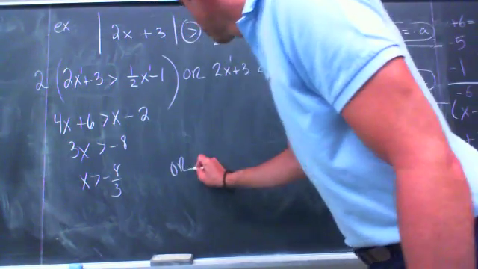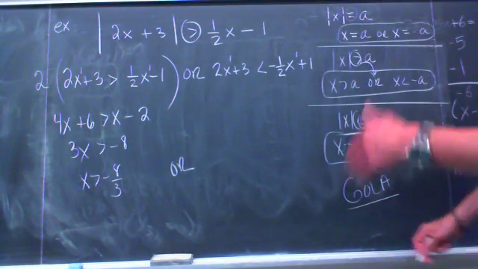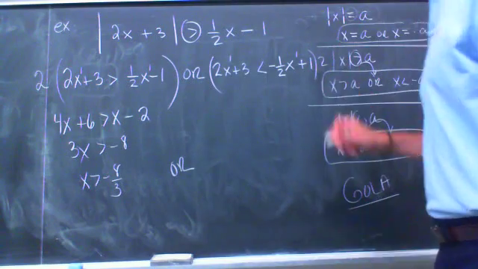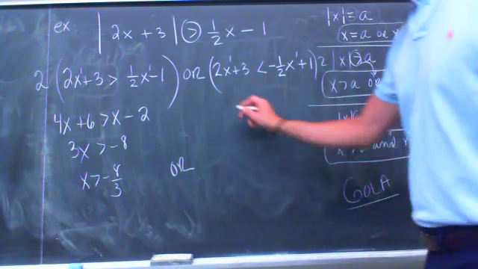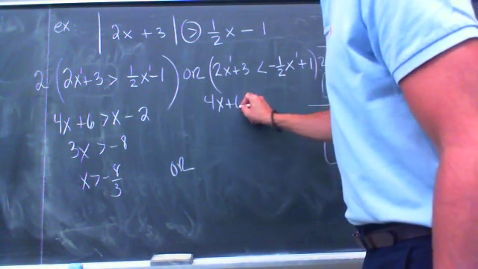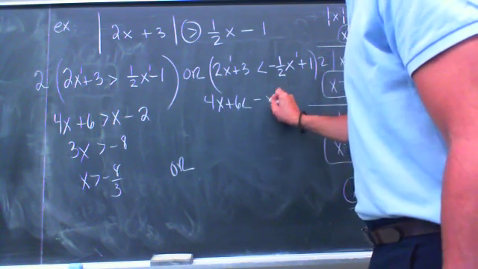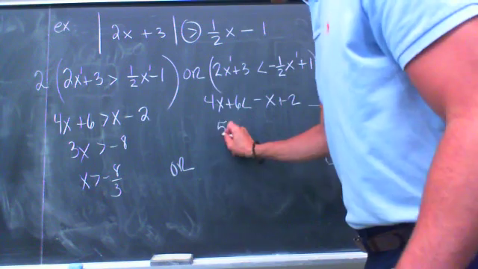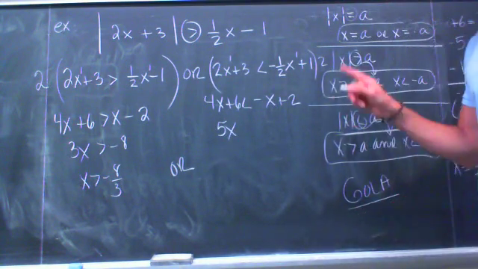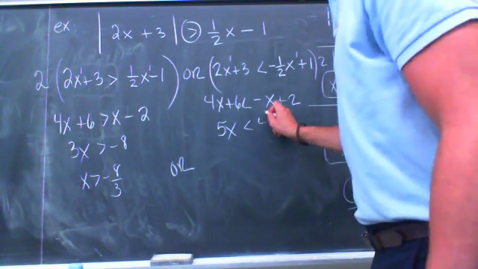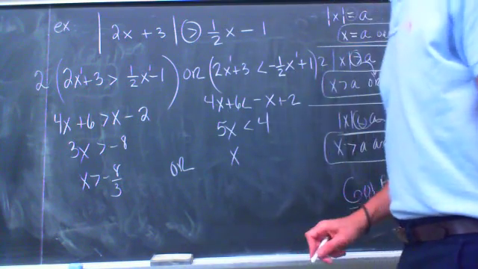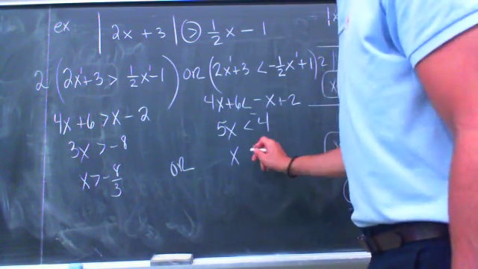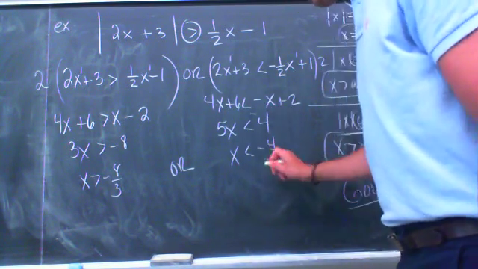Or, multiply again through by 2. Eliminate the denominator. So I'll get 4x plus 6 is less than negative x plus 2. Add the x to the other side and get 5x. Subtract the 6 and get negative 4, correct? And x is less than what here, guys?